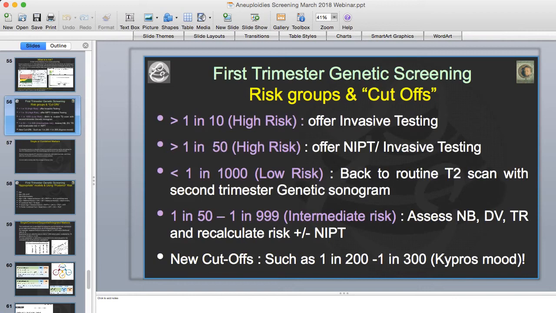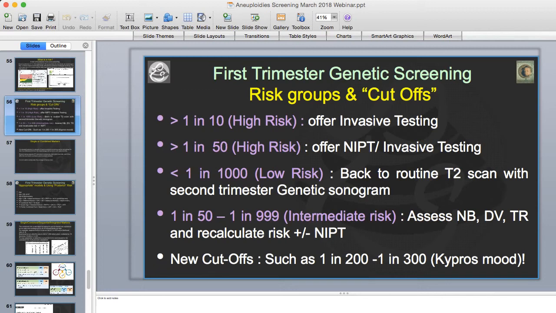Also, the cutoffs are not always sharp, and although they're redefined by Kypros Nicolaides almost every year at his World Congress, there are some good guidelines which will help your patients make the right decisions. One is that usually if the risk is greater than 1 in 10, that's very high risk. You offer invasive testing. If it's somewhere between 1 in 10 and 1 in 50, you give them the option of NIPT or invasive testing. If the risk is less than 1 in 1,000, you just go back to the routine mid-trimester scan and do a genetic sonogram at that time.